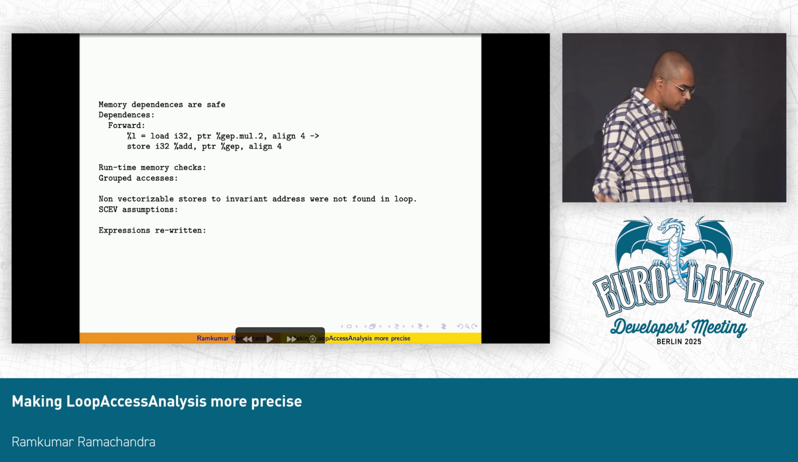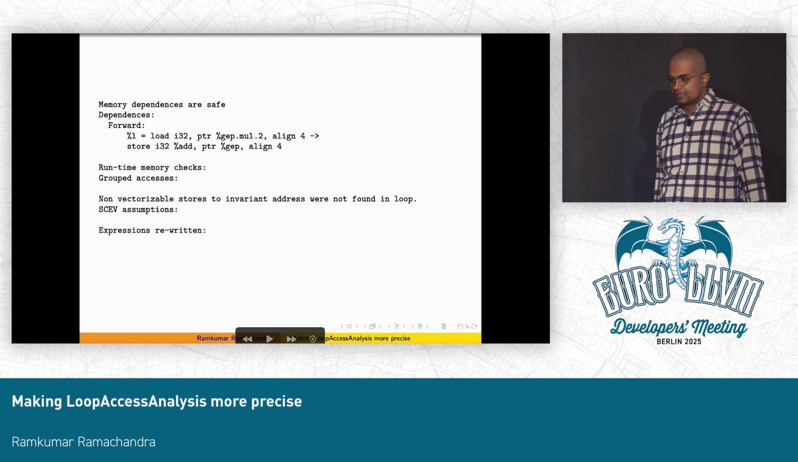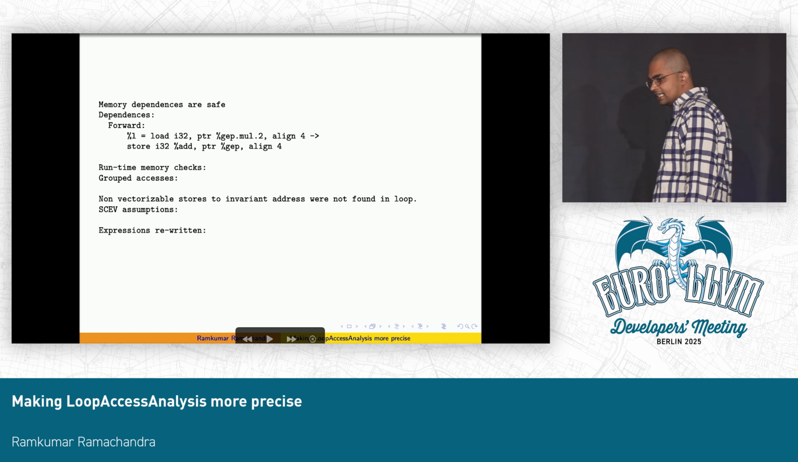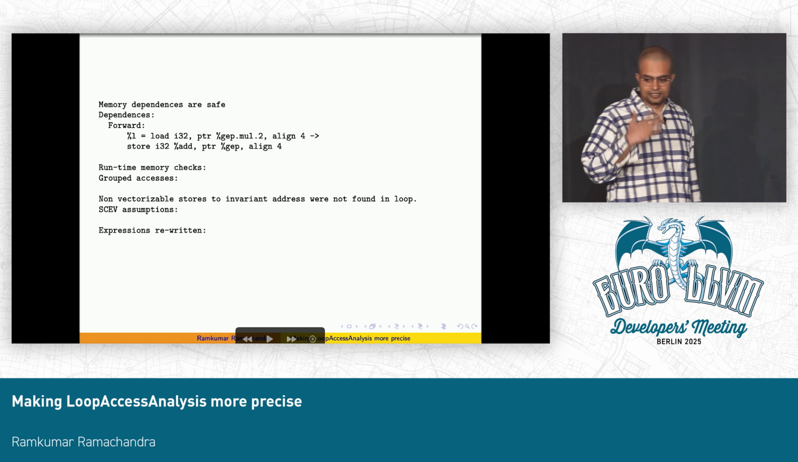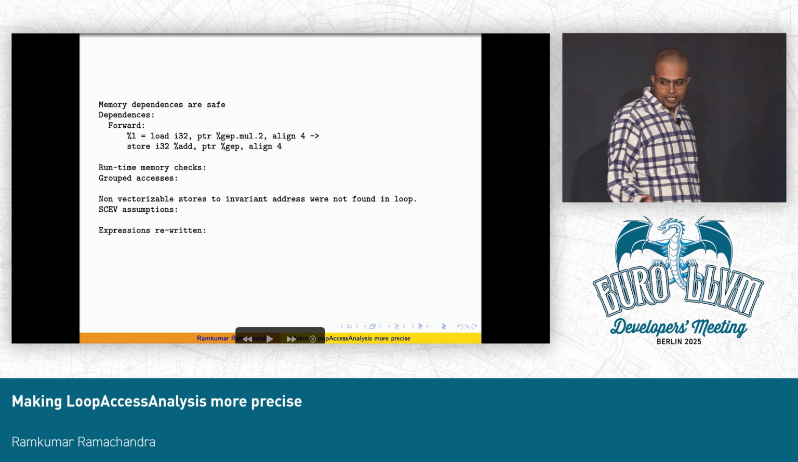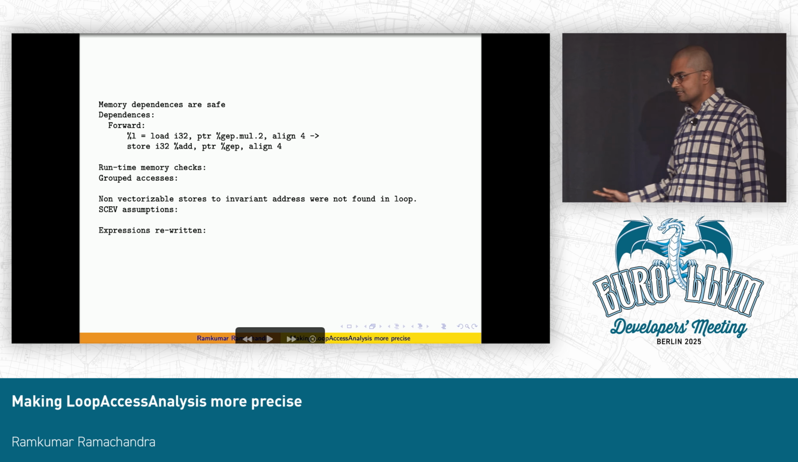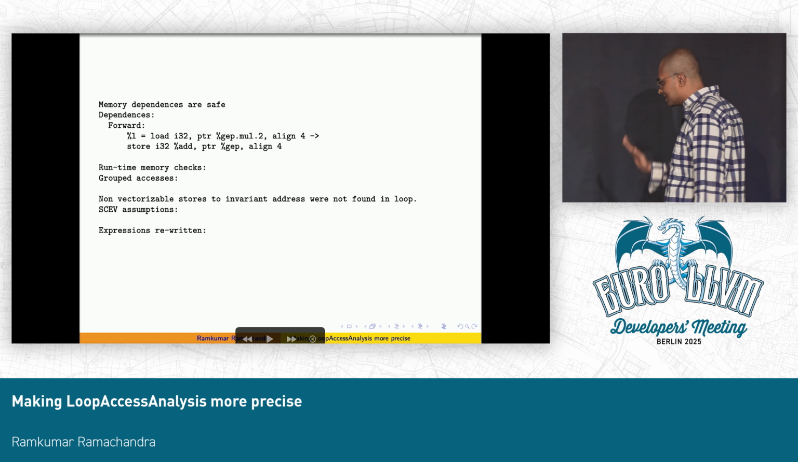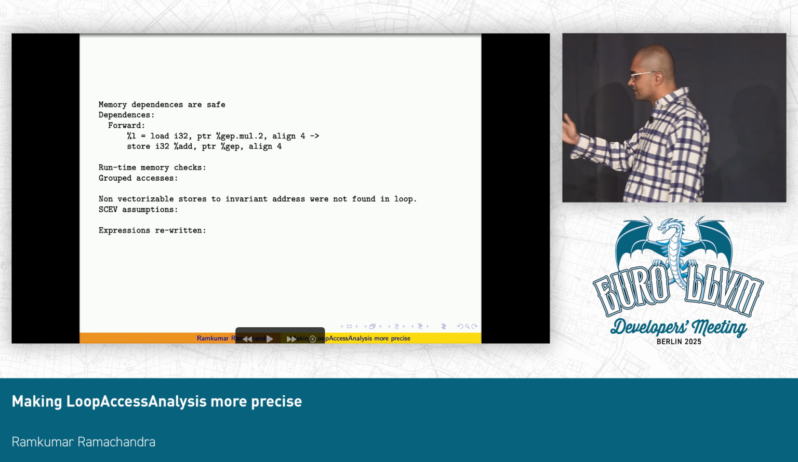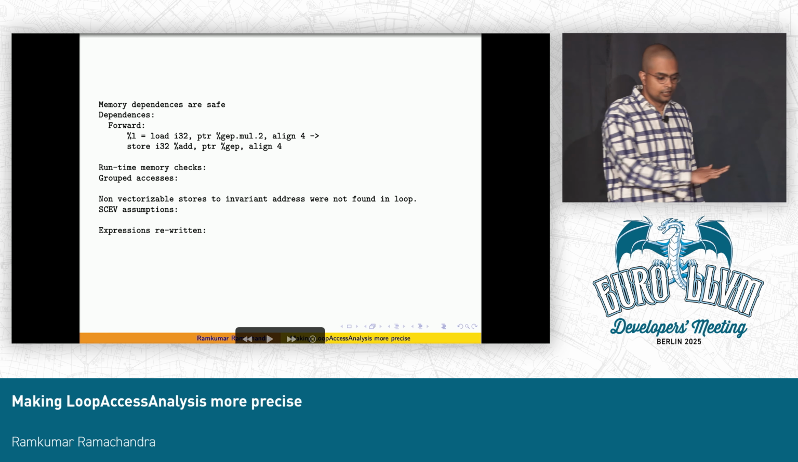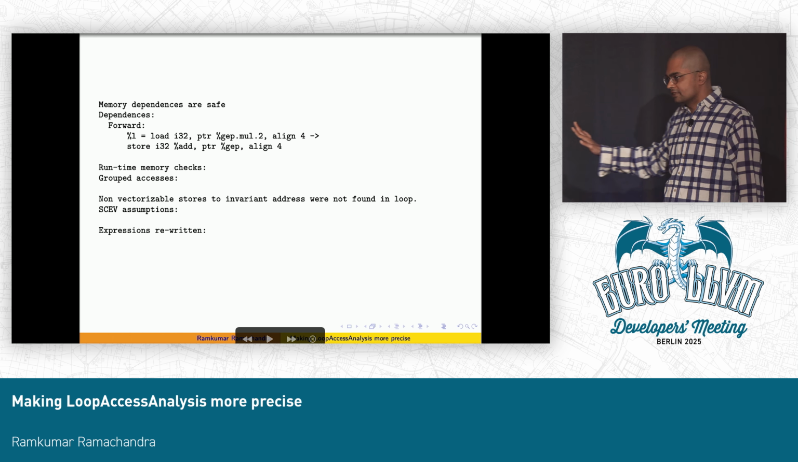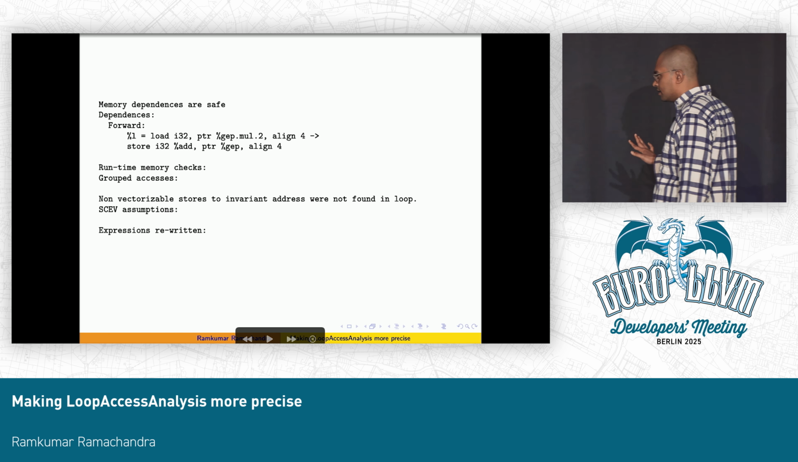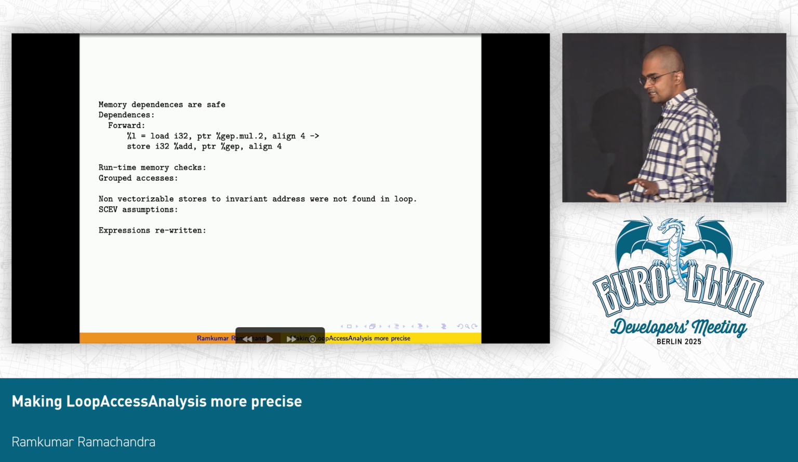Let's look at some output of loop access analysis. This is what it prints. It says that this is a forward dependence, and all the information that loop access analysis has within it is printed in this debug output. You just say opt -passes=access-info, and it prints you this information. Now, this is a simple example.